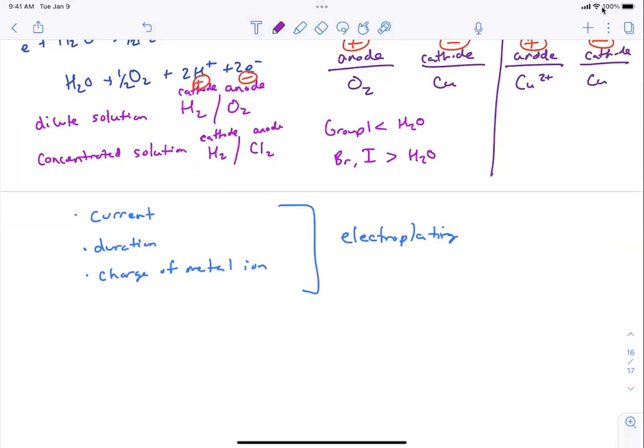Okay, yes, Isabel. So in electroplating, are the electrodes the same? No. Because the object you want to electroplate is on the cathode, and the metal you want to electroplate with is on the anode.